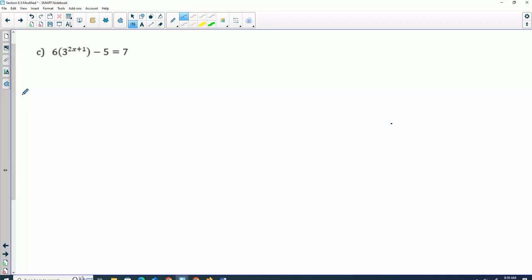Let's do another exponential problem. Remember with these, we want to get the exponent by itself before we add logs. My exponential piece is 3 to the 2x plus 1. I need that by itself. So how would I do that? 6 times 3 to the 2x plus 1 equals 12. You can't do 6 times 3 because order of operations says you have to do exponents before you multiply. So we divide it.